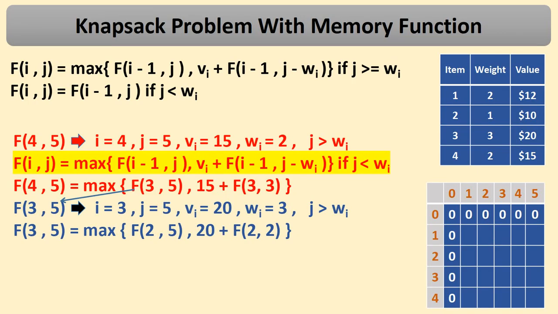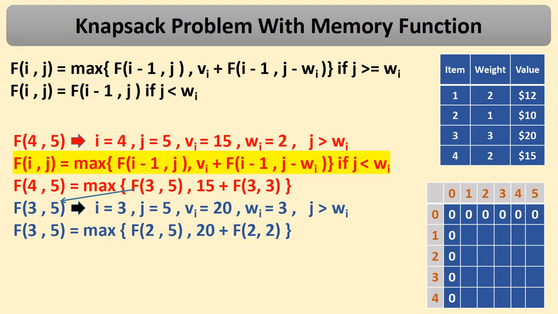But we don't know what is the value in f of 3 comma 5 or f of 3 comma 3. So now we have to find f of 3 comma 5 first, then f of 3 comma 3. Clear? So that's what I have mentioned below. Just see f of 3 comma 5. Now what is the value of i? i is equal to 3 and j equal to 5. Now the item number is 3. What is the value of item number 3? $20. So we will get 20.